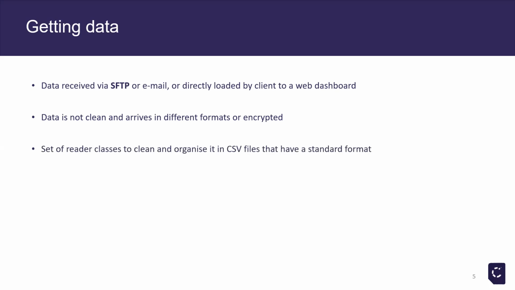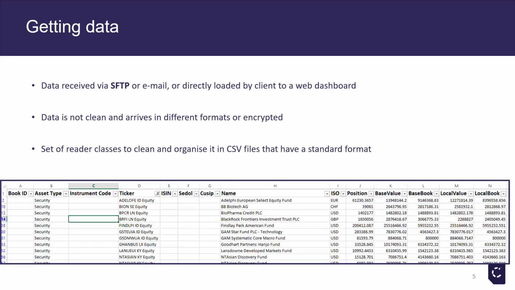We have a set of reader classes that know how to read the client-specific data and convert it to something standard. For us, it will be CSV files that look something similar to what I have in the screenshot. It is position data, so we will need some tabular data where some columns are strings and some are numbers.